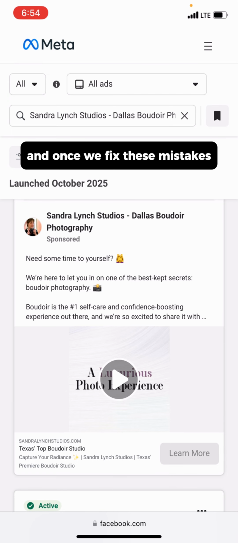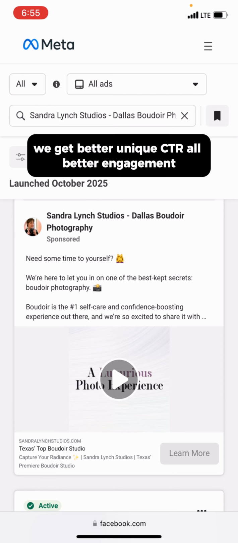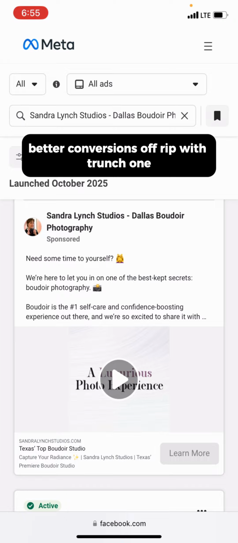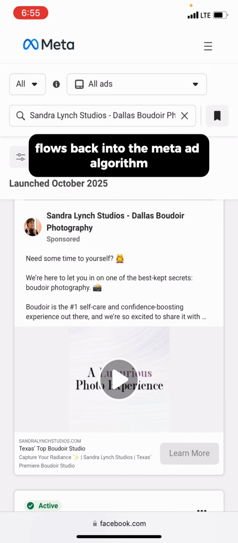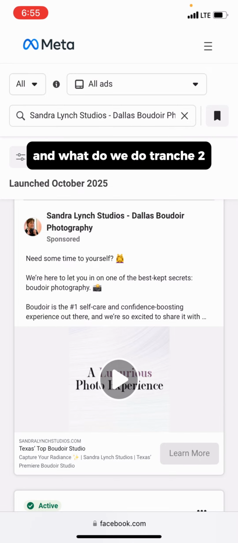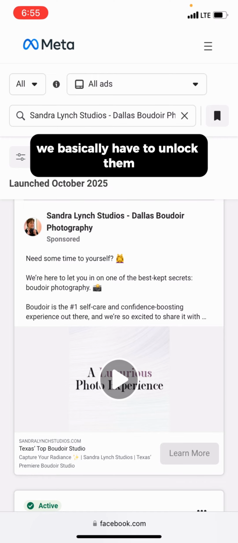Once we fix these mistakes, what happens? We get better unique CTR all, better engagement, better conversions, off rip with tranche one women. And what happens with that? All that data flows back into the Meta ad algorithm. And for tranche 2, we go to higher quality Meta profiles. We basically have to unlock them.